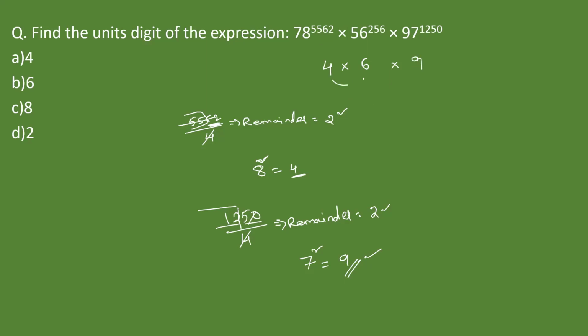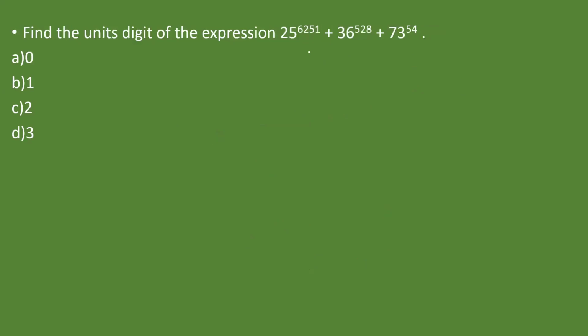Now multiply them. 4 6s are 24. We will not bother about 2. We will go with 4. 4 9s are 36. We will not bother about 3. We will consider only 6. So our answer becomes what here? 6. So our answer becomes 6 in this case. In this way, we will find the units digit of this expression. Not only this, any expression.